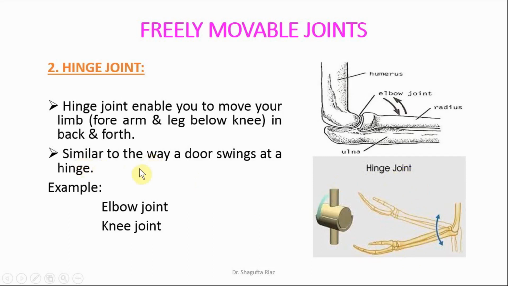It is very similar to the way a door swings at a hinge. You have noticed that your doors are attached to the wall with the help of a hinge, and when we open and close it, it swings on this hinge. Similarly, our arm is just like moving or swinging on that hinge joint.